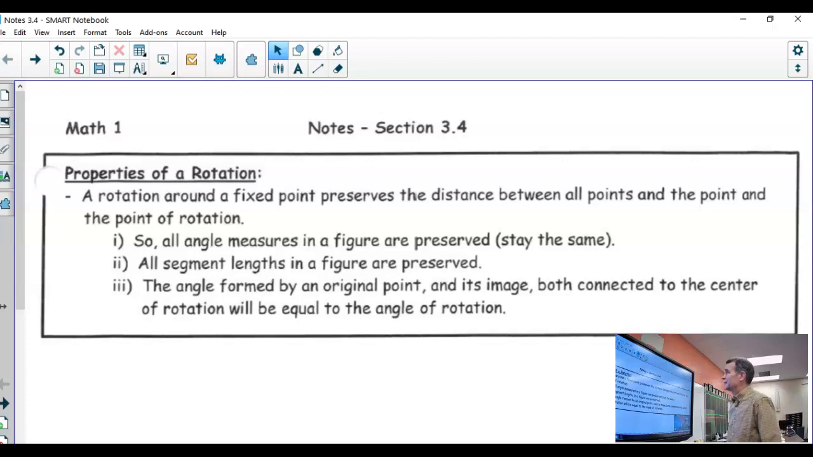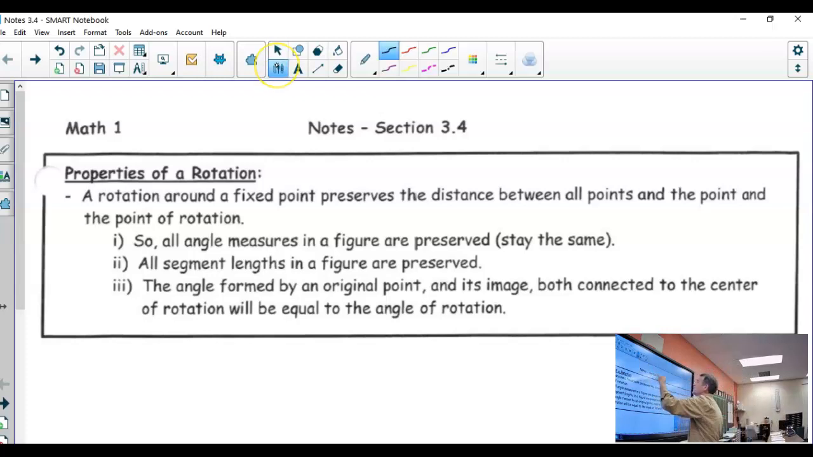So here we go. The first thing we're starting with is the properties of a rotation. And you can see there's three of them listed here. A rotation around a fixed point. Most of the time we rotate around the origin, but as you'll see, we can also rotate around any point really. It preserves the distance between all points and the point of rotation.